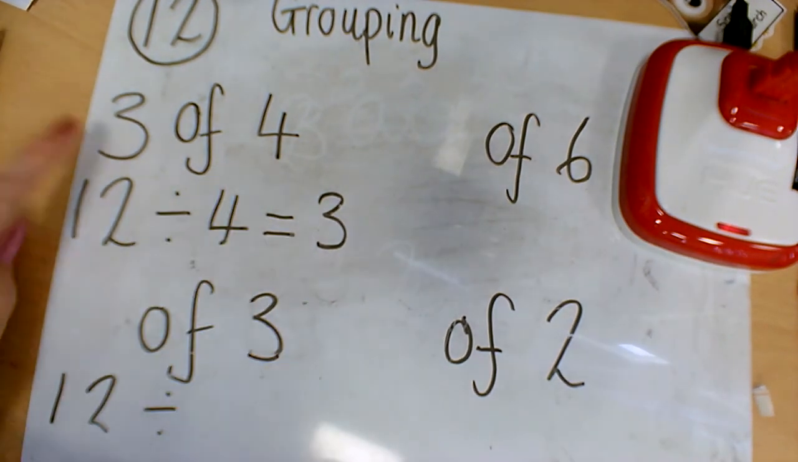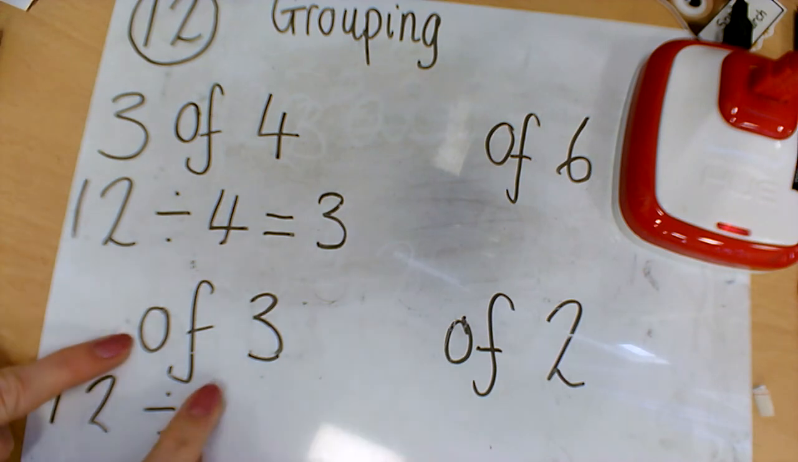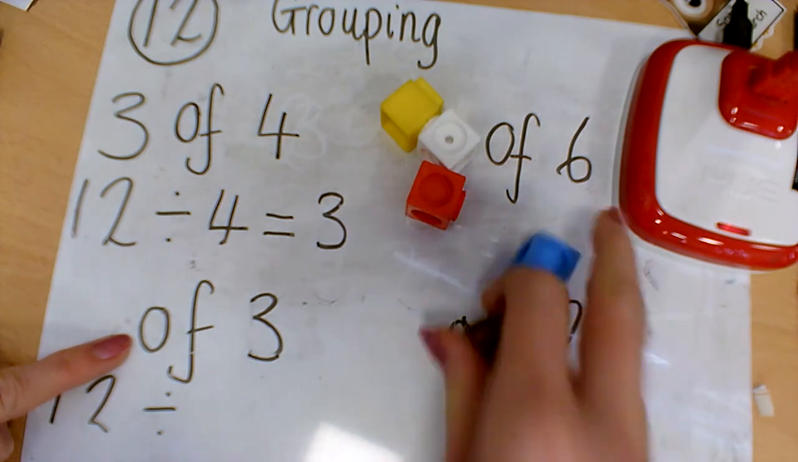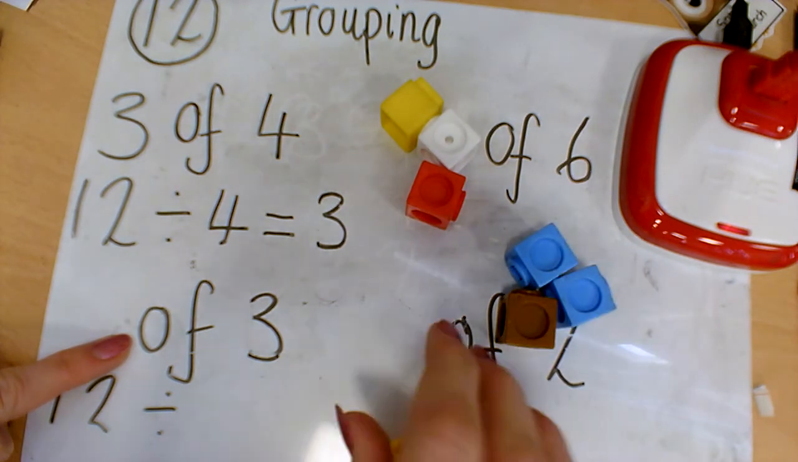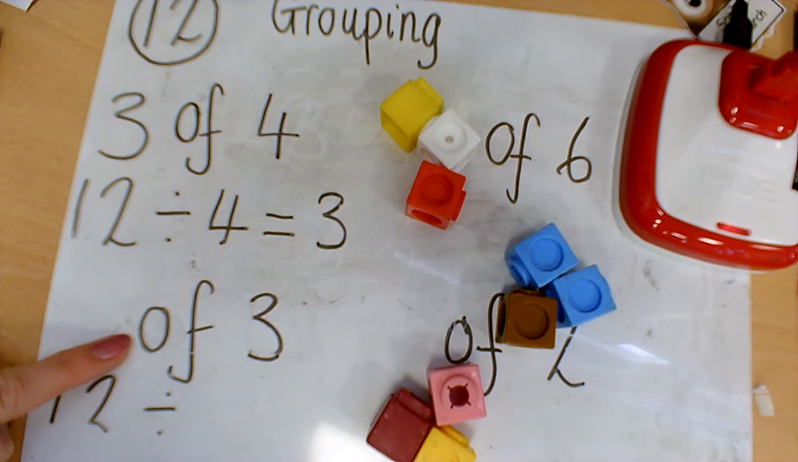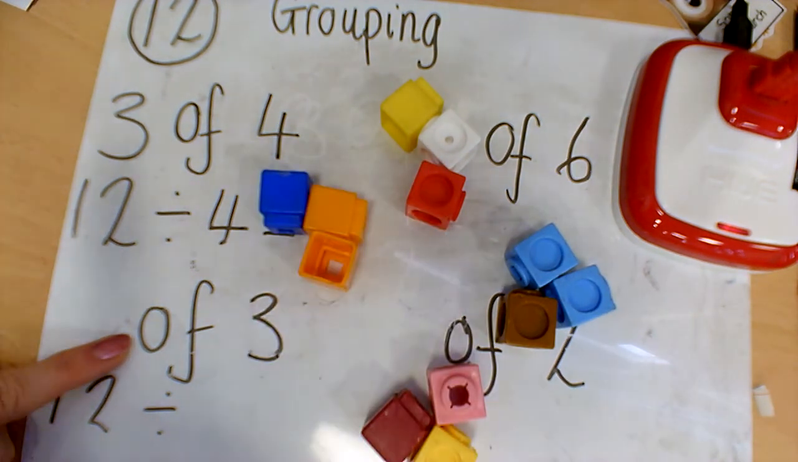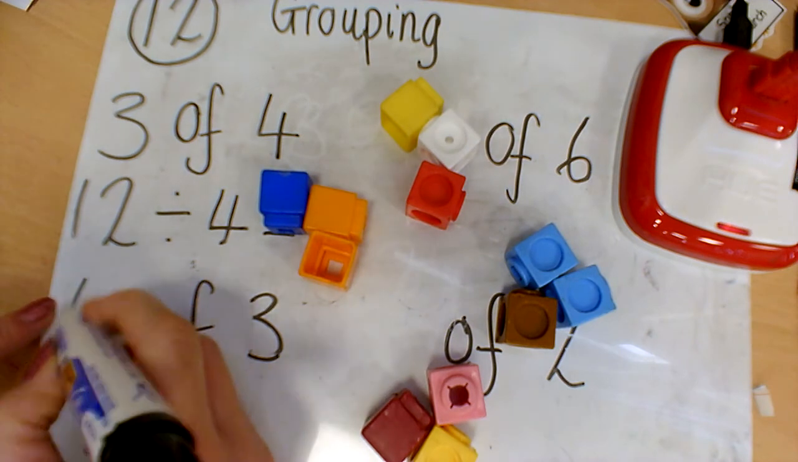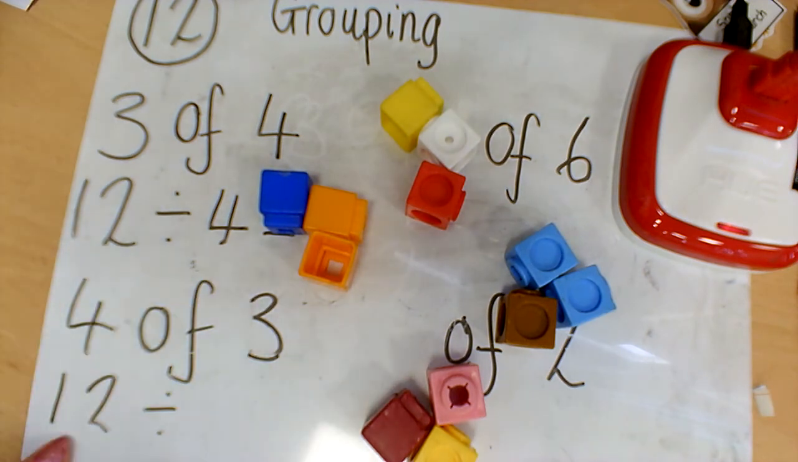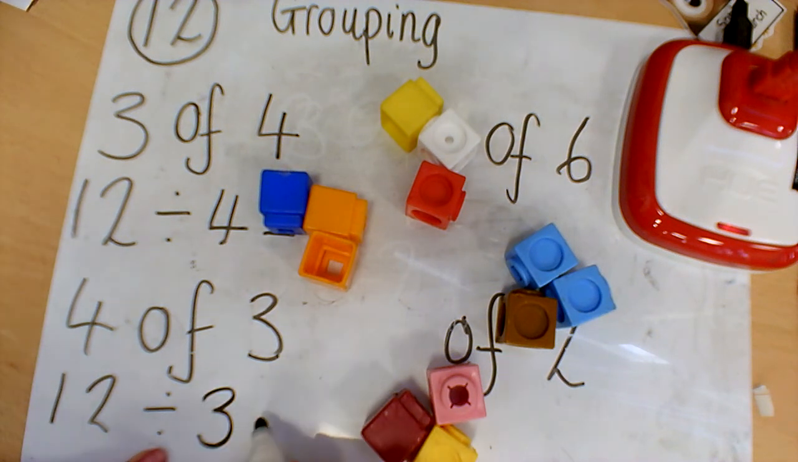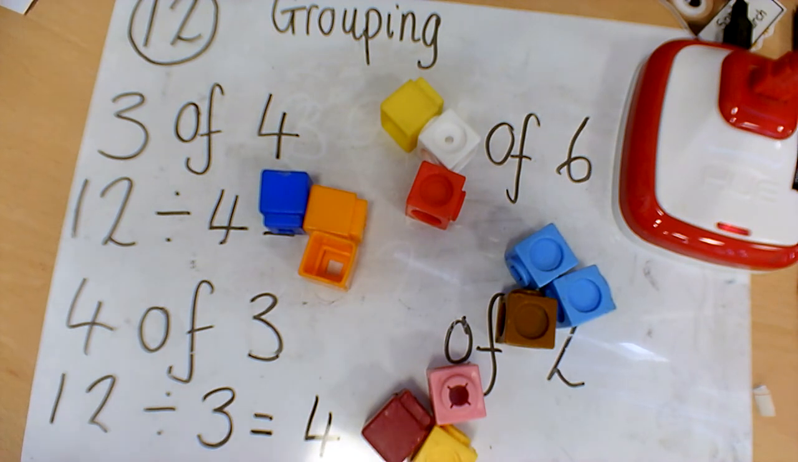Okay, let's see how you got on. So we did number 1 by us all together. The next one, I want you to split 12 into groups of 3. So 1, 2, 3, 1, 2, 3, 1, 2, 3, 1, 2, 3. How many groups did I make? 1, 2, 3, 4. I split it into 4 groups of 3. And my number sentence we know starts with 12. 12 divided into groups of 3 equals 4 groups. Give yourself a tick or a fix.